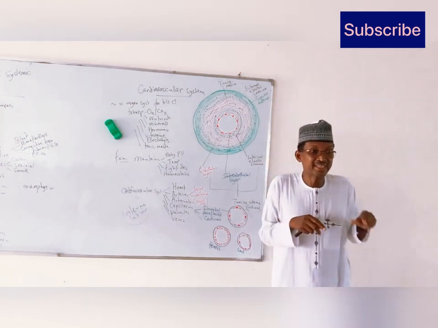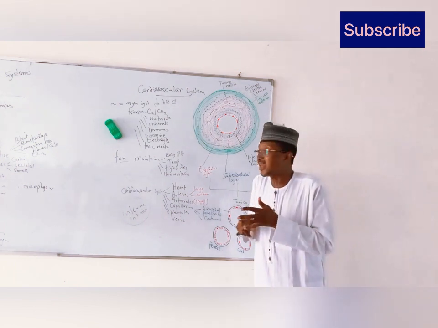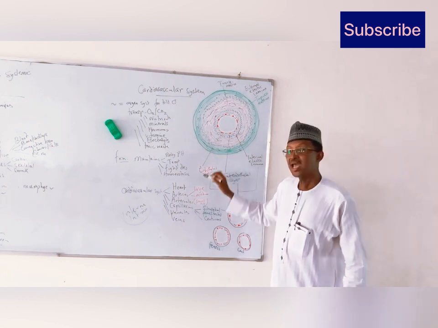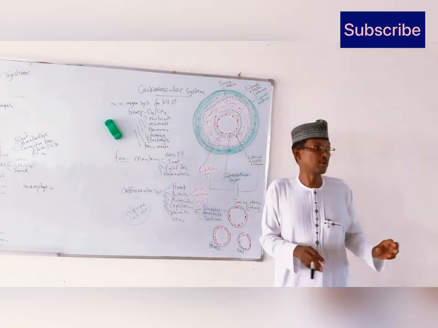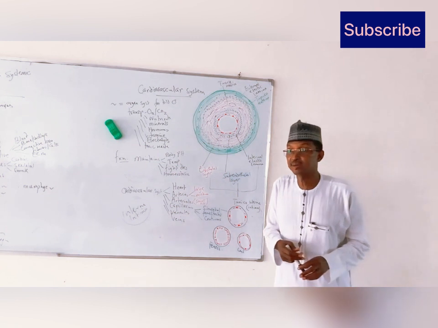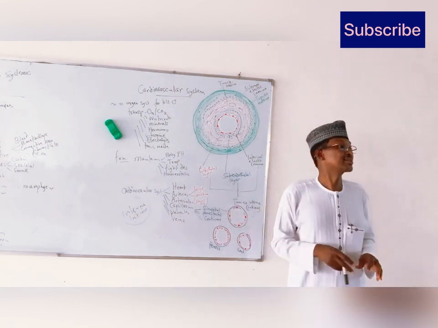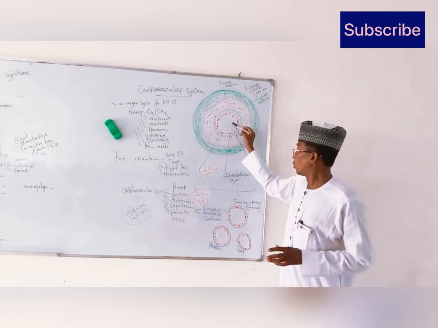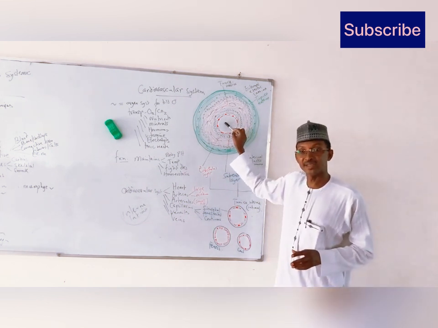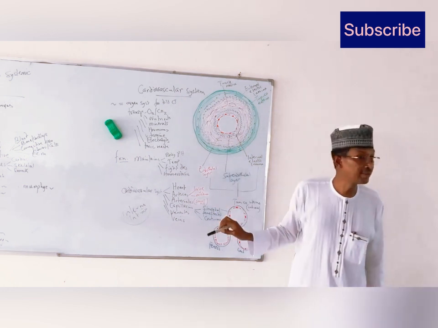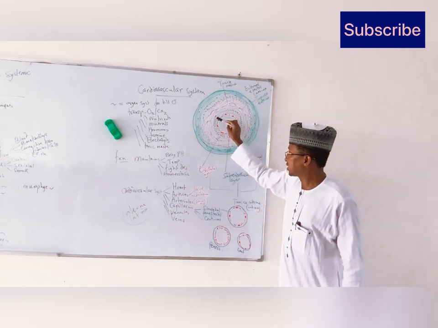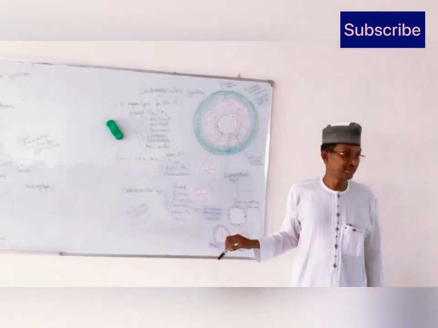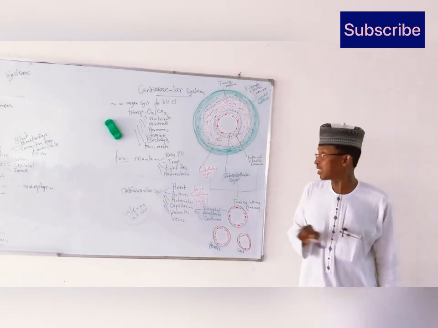I said that the internal elastic lamina, which is this one, and the external elastic lamina, which is this one, are not mostly present in the veins, but in the arteries they are clearly seen. How many differences did I mention? Three. The lumen is round with regard to the arteries, but in the veins it is collapsible. That is one. Two, the internal elastic lamina and the external elastic lamina are not present. That is the second difference.